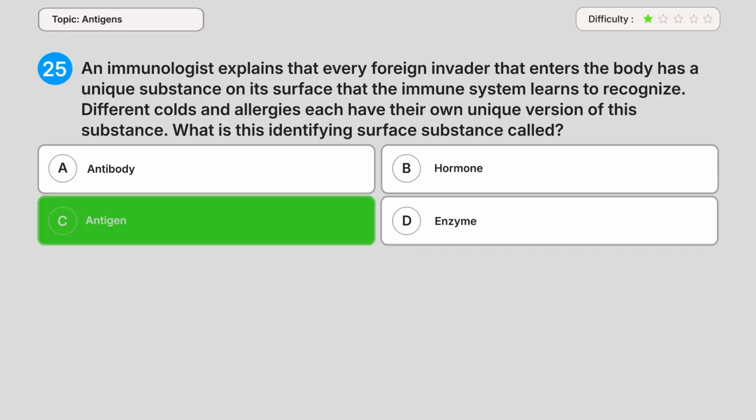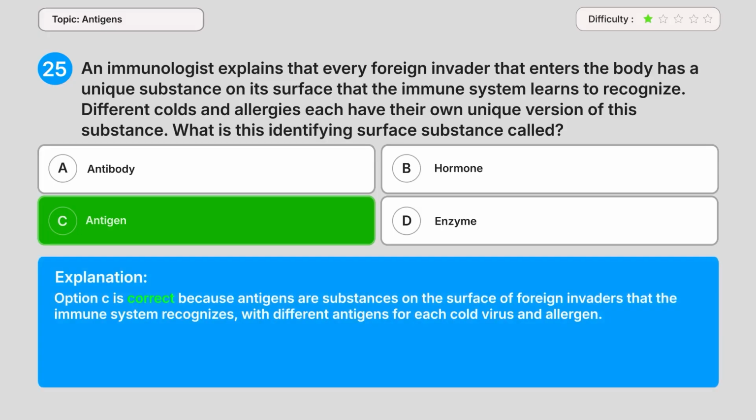Correct answer, C. Antigen. Explanation: option C is correct because antigens are substances on the surface of foreign invaders that the immune system recognizes, with different antigens for each cold virus and allergen.